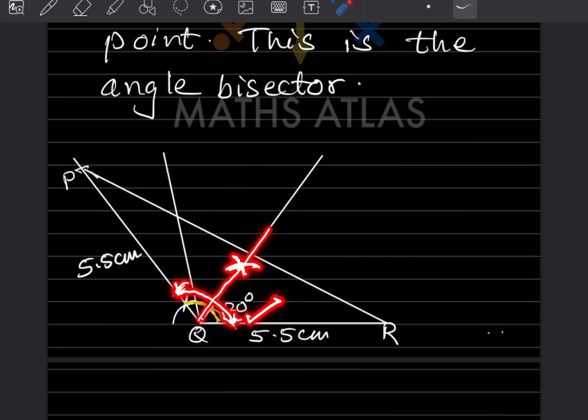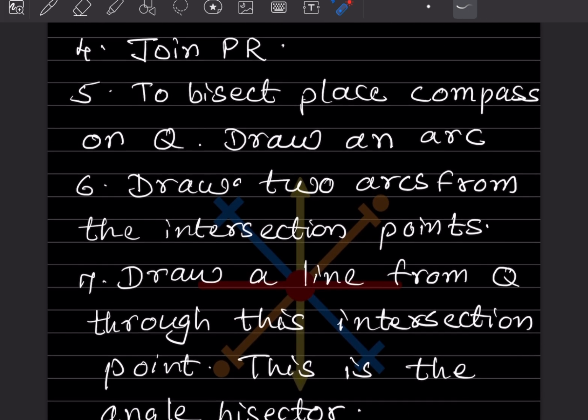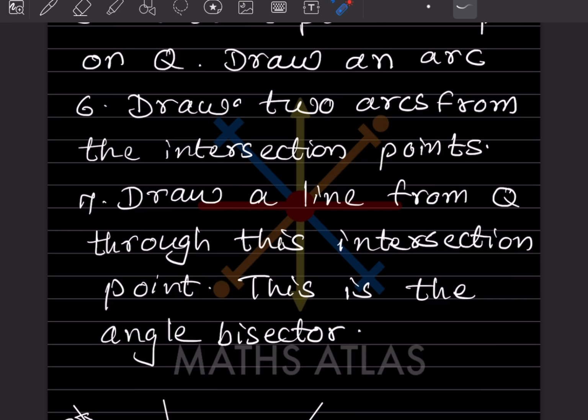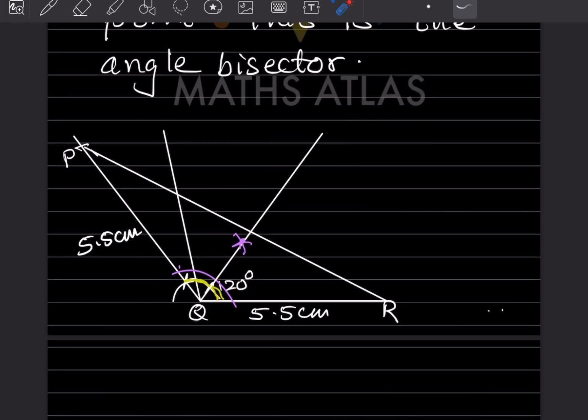So here you are going to draw one line. So this will be exactly, this is 120. So this should be 60. This side should be 60 and this side should be 60. So this is the angle bisector. So you can write these steps of construction in your own words. So by this one we have completed today's work.